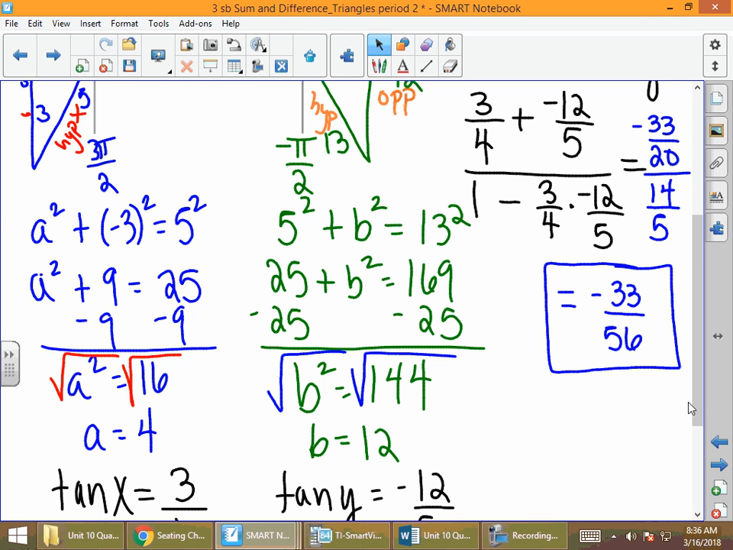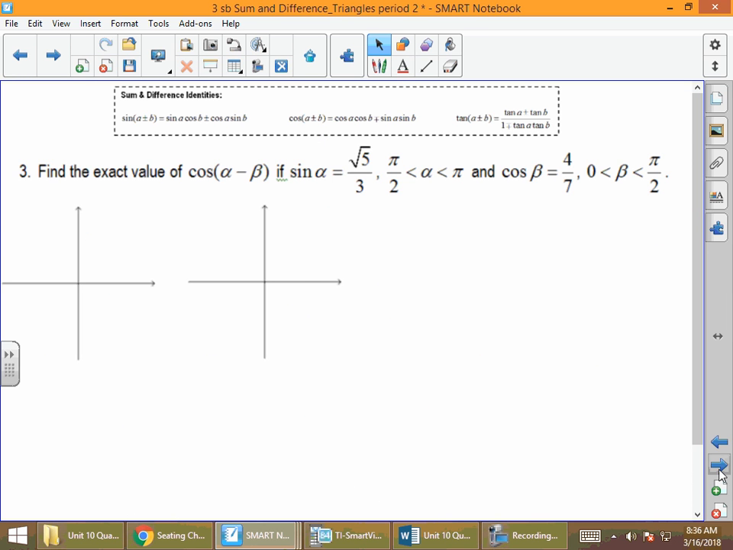So we've done a sine, we've done a tangent. Let's finish with doing a cosine. The practice is on the back of this set of notes. So if you're ready to start doing the practice, it's back there. And we need to find the exact value of cosine of alpha minus beta. Those are the Greek letters, but they look close enough to the A minus B that I think they're understandable for you.